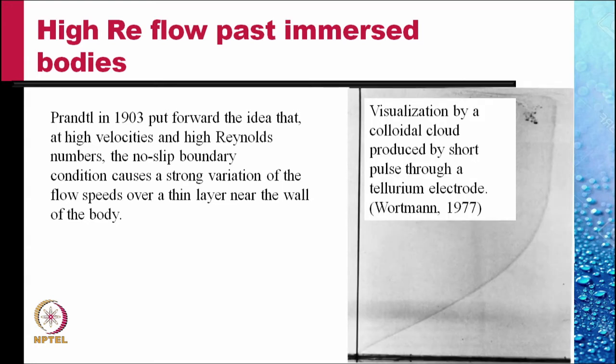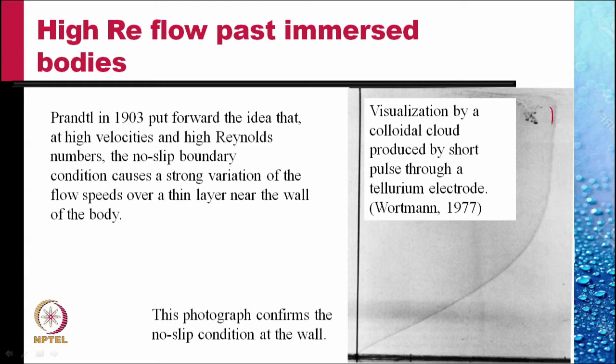Then in 1977, Wortmann used a tellurium electrode in water. When the current passes through the tellurium electrode, a colloidal cloud is produced and it is swept down with the velocity of flow very close to the plate. He obtained the picture of the flow after a small time.